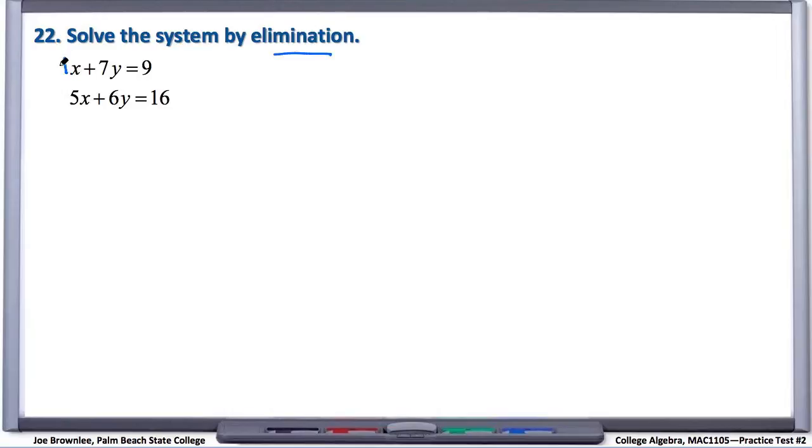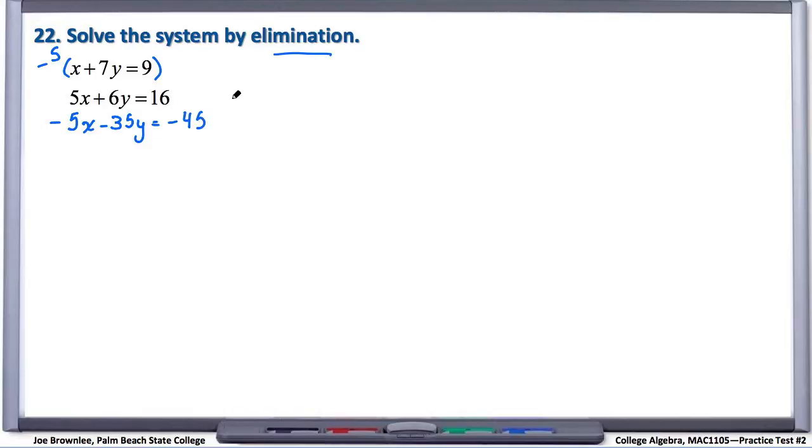But remember, we can't just randomly multiply a single term in an equation. If we're going to get this 1 to be a negative 5, we've got to multiply the entire equation by negative 5. So that's what we're going to do. We'll multiply the first equation by negative 5. And so negative 5 times x is negative 5x. Negative 5 times positive 7y is negative 35y. And lastly, negative 5 times positive 9 is negative 45.